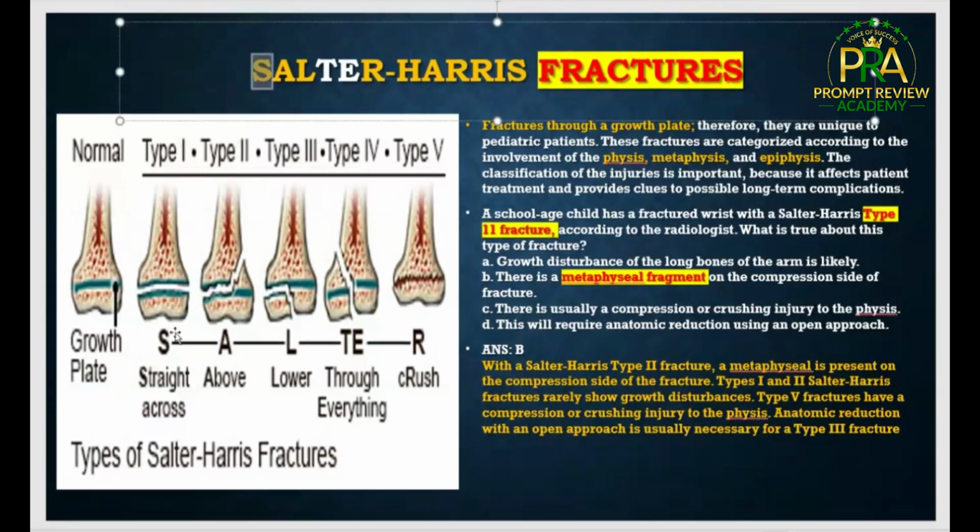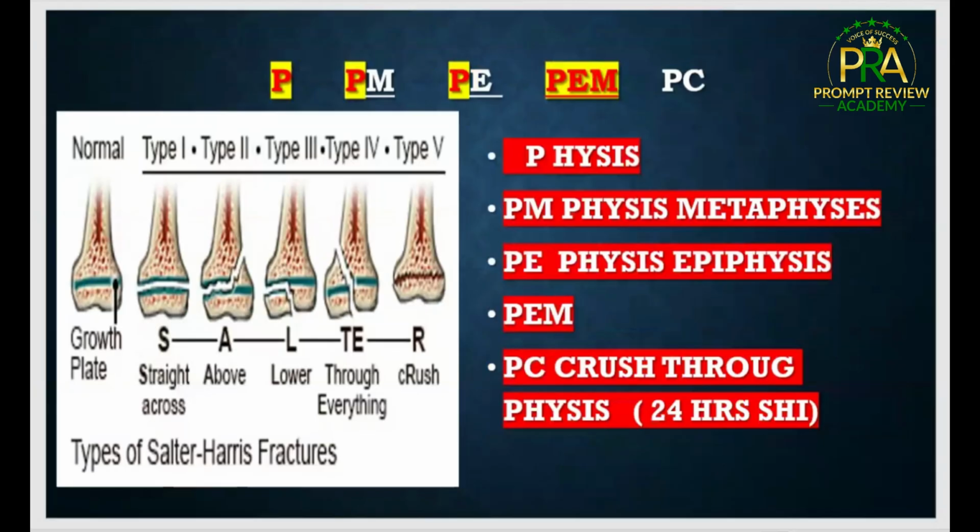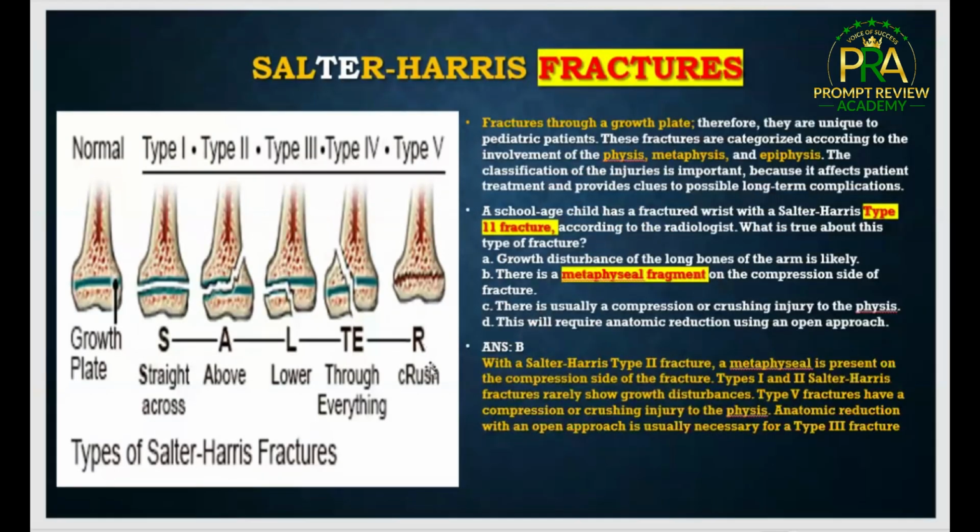S: when it happens straight across, that is type 1. A: when the fracture happens above the growth plate, that is type 2. Type 3 is L, lower, when the fracture happens lower. Then TE is through everything, when the fracture happens through everything. Then R is crush, when everything is completely crushed.